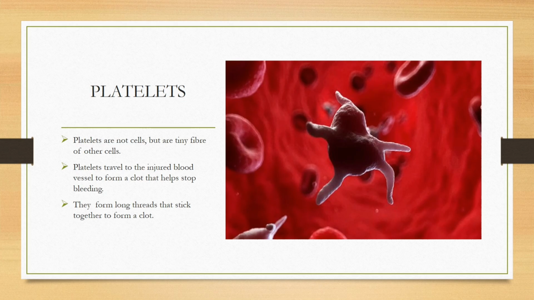You might be wondering why you have some black spots on your body after you were injured a long time ago. Well, that's a clot. Blood clots to prevent excess loss of blood. So platelets are very important, as well as white blood cells and the red blood cells.